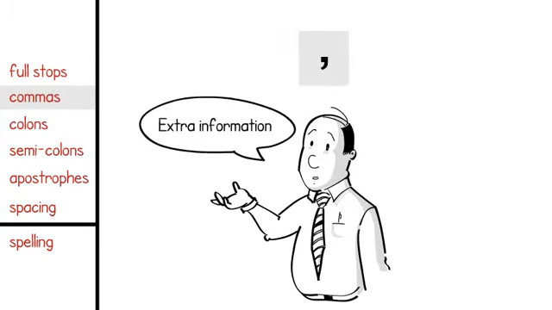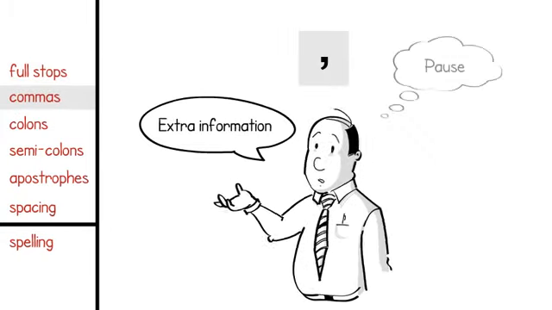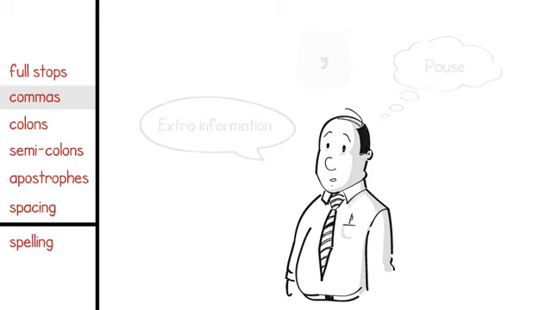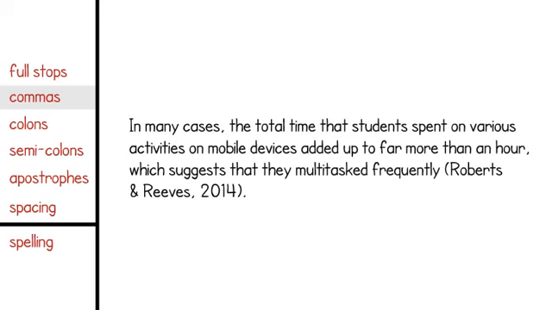Commas add extra information to a sentence and signal a pause to the reader. Look at this sentence and notice the pauses where the commas are. In many cases, the total time that students spent on various activities on mobile devices added up to far more than an hour, which suggests that they multitasked frequently.